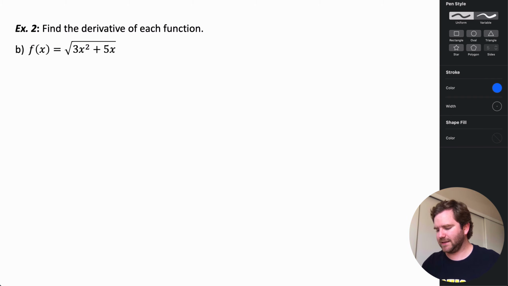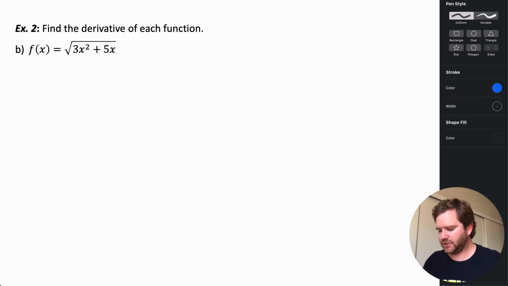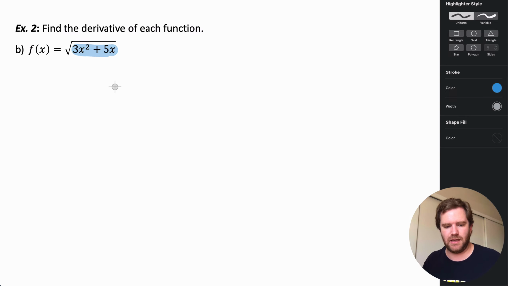So let's take a look at this example. What is my outside function? What is my inside function? My outside function is, if I were to get rid of what's inside my radical, just the square root of whatever I'm dealing with. My inside function is going to be all of this in here.